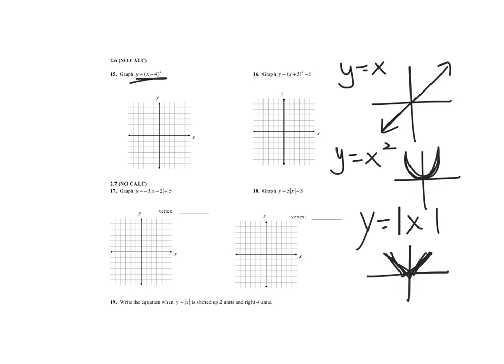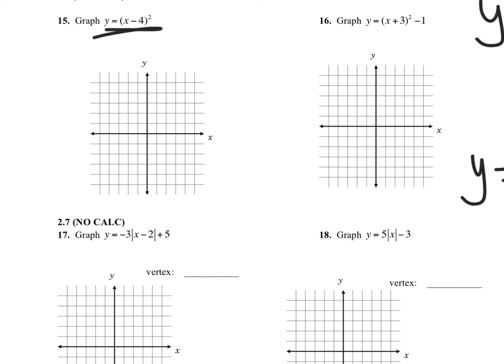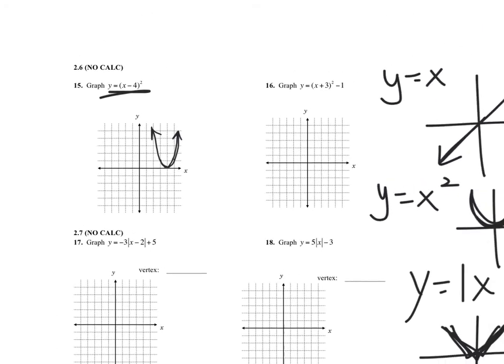So let's look at 15. When I have a number inside of my function, I'm going to shift the opposite direction. So this is a -4, so I'm going to go 4 to the right. So I'll count 1, 2, 3, 4, and then I'm going to go up 1 and over 1 because it was not distorted in any way. And here's my basic graph. And that's all you have to do.